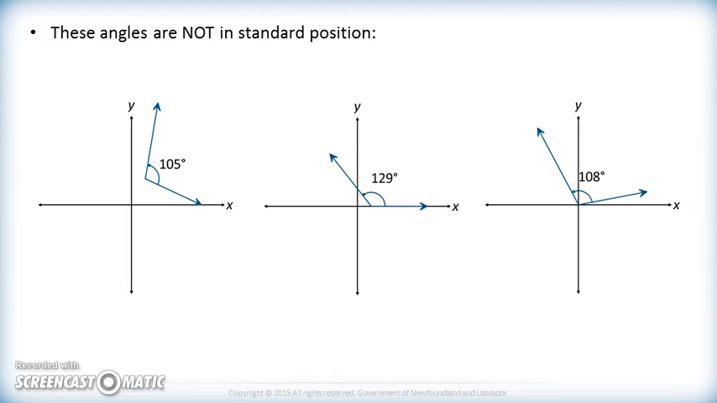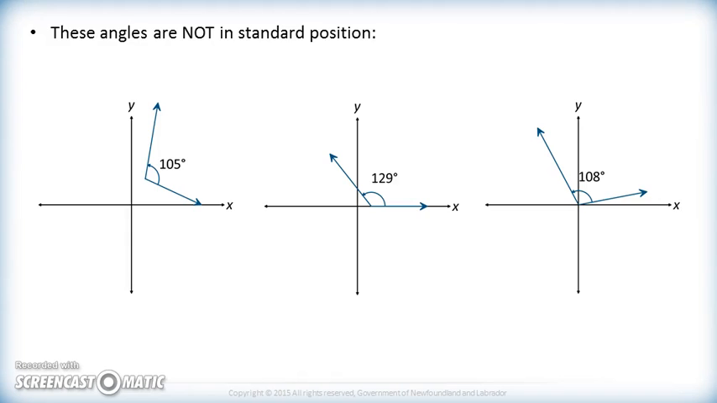These angles are not in standard position. In this first example, the vertex is not at 0, 0. The initial arm, rather, is not on the positive x-axis. In this second example, the vertex is not at 0, 0, so even though the initial arm is on the positive x-axis, because the vertex is not at 0, 0, this angle is not in standard position. And in this third example, the initial arm is not on the positive x-axis. So even though the vertex is at 0, 0, we're still not quite in standard position.